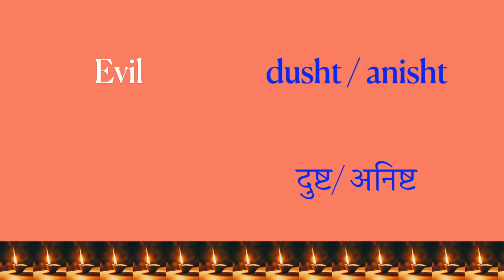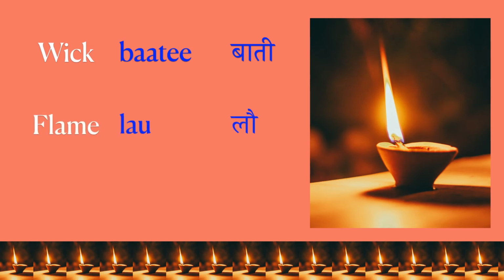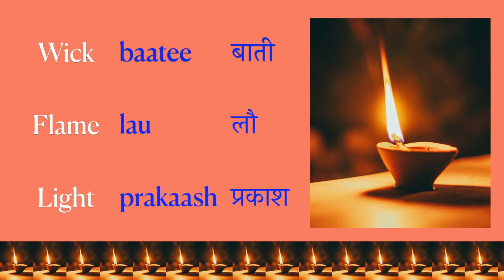There are many ways in which Diwali is celebrated. Most traditional way is lighting Deepak, which as you now know is lamp in English. The wick of a lamp is called bati. The flame of the lamp is called lau, and light in general is called prakash. This light can be of a lamp or a bulb or any other light source.